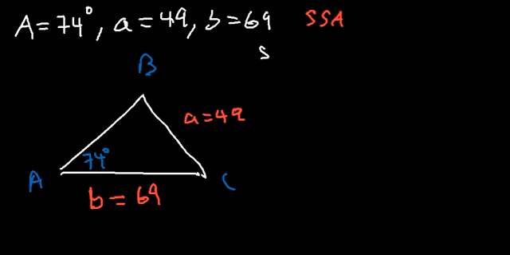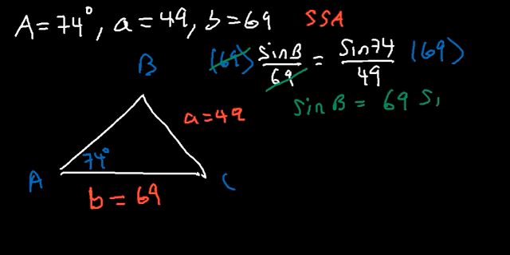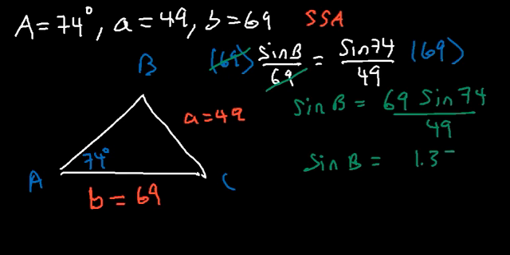So let's solve for angle B. So sine of B divided by B, which is 69, is equal to sine of angle A divided by A. So if we cross multiply, what I'm going to do this time, I'm going to solve it a little differently. I'm just going to multiply both sides by 69. I think it's easier that way. So here the 69s will cancel, and we already have sine B. So sine B is 69 sine 74 divided by 49. So let's get the decimal value for that answer. So sine B is equal to 1.354.